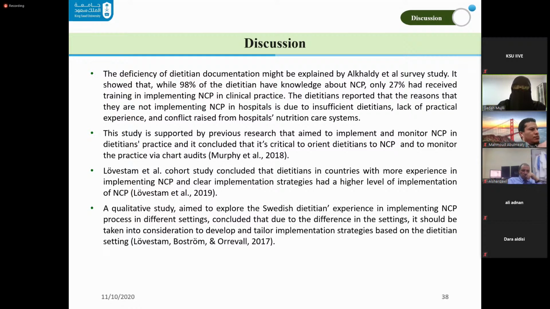Additionally, in the previous study by the team that developed the tool, when they investigated dietitians in countries with more experience in implementing NCP, they found that clear implementation strategies led to a higher level of implementation of NCP. A qualitative study that focused on dietitians' experience in implementing the NCP process in different settings concluded that, due to the differences in setting, it should be taken into consideration to tailor the NCP process and format according to the hospital setting.